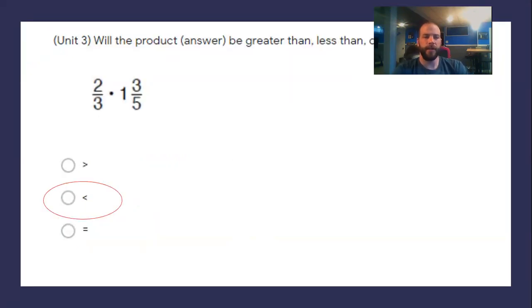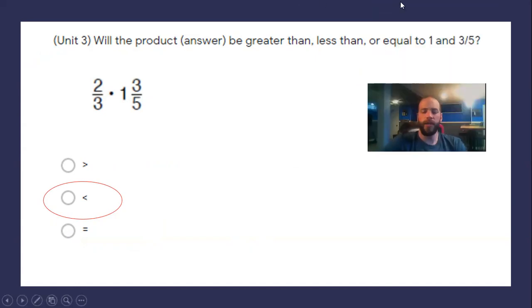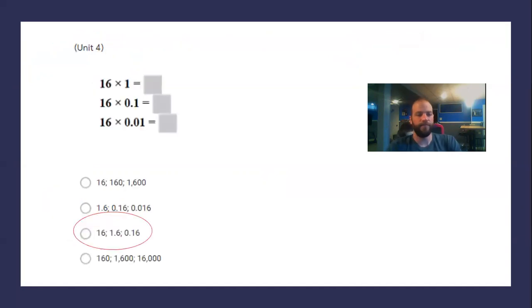Go to this one right here. It says, will the product be bigger, less than, or equal to? Well, we're comparing it to 1 and 3/5. So it's like, I am 1 and 3/5. I am going to get multiplied by 2/3. So you're only taking 2/3 of me, which means that the answer is going to be less than I was. Less is the one that looks like the L.